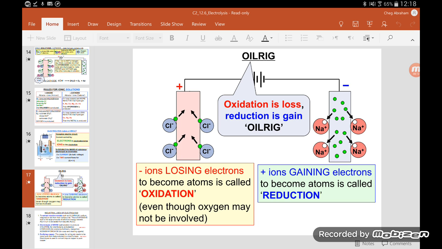And it really is that simple. You can know that at the negative electrode, something is going to be reduced, and at the positive electrode, it's going to be oxidized. And so that is a summary of electrolysis of a molten ionic compound. It's always an ionic compound. An aqueous ionic compound with the rules attached, and also oxidation and reduction.